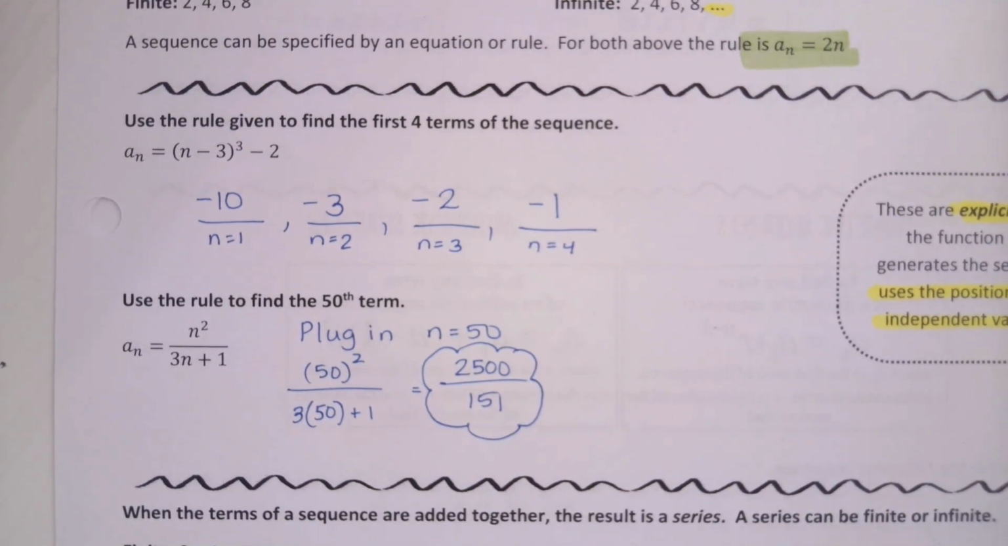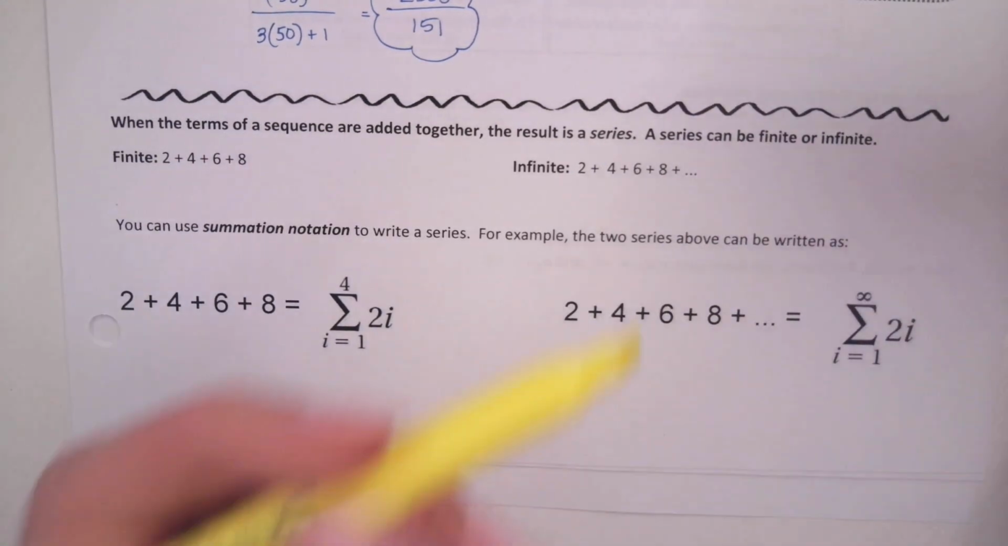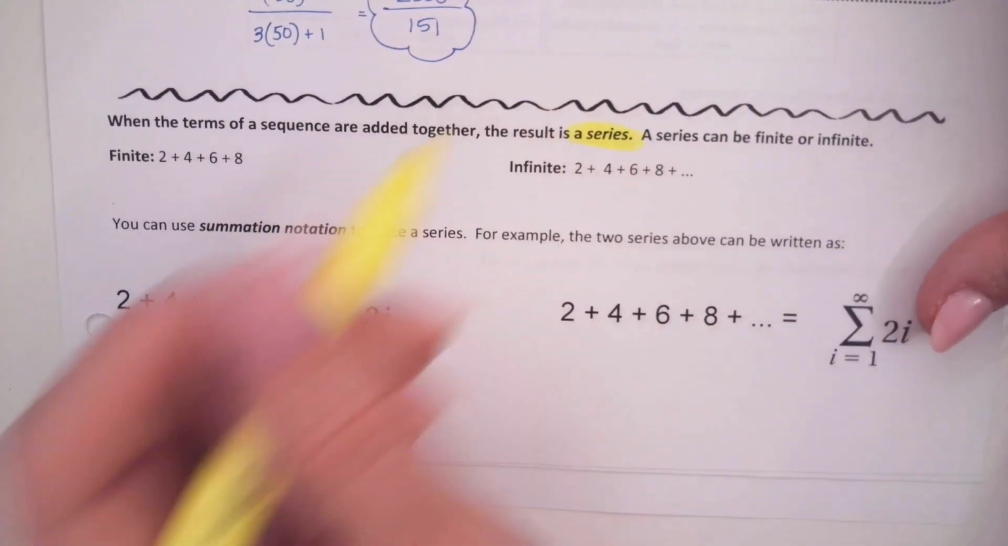The next new definition, okay, so we learned what a sequence was. The next new definition is a series. There's our new word, a series. That's part of this unit.